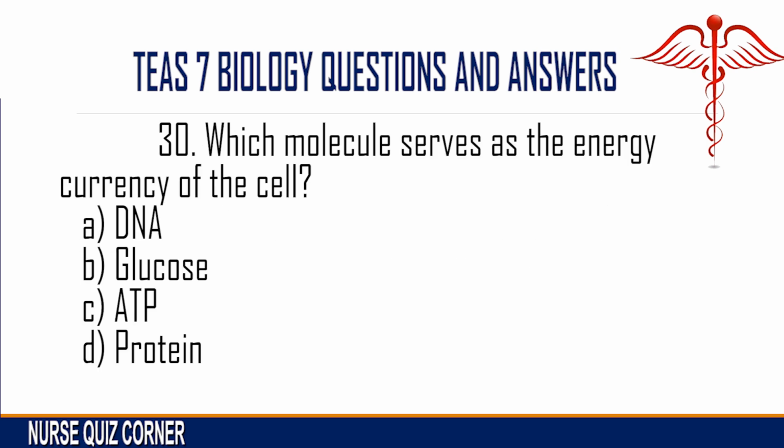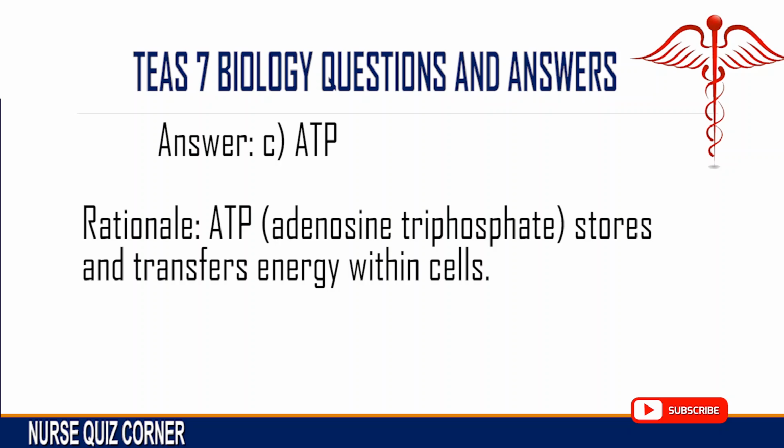30. Which molecule serves as the energy currency of the cell? A. DNA. B. Glucose. C. ADP. D. Protein. Answer: C. ADP. Rationale: ADP, adenosine triphosphate, stores and transfers energy within cells.